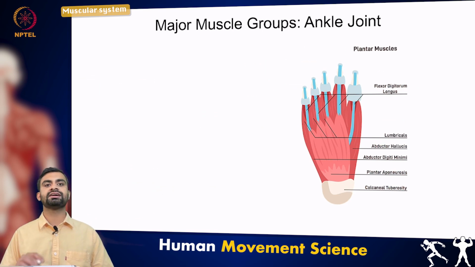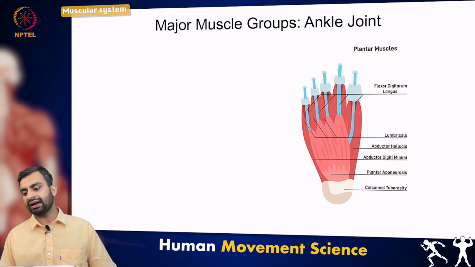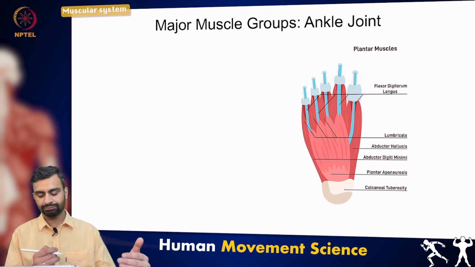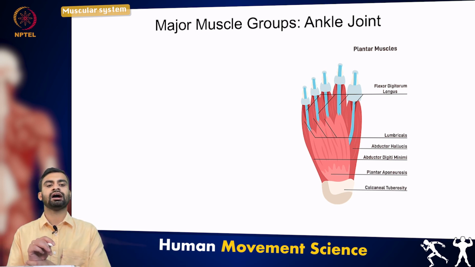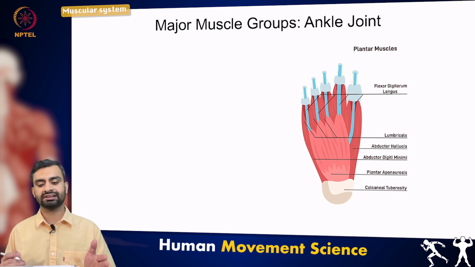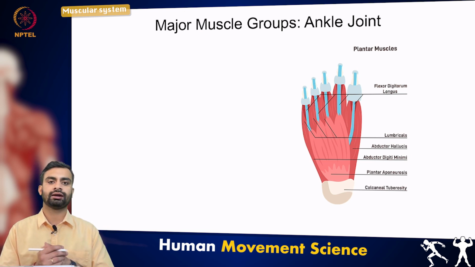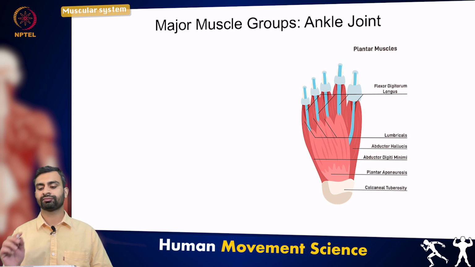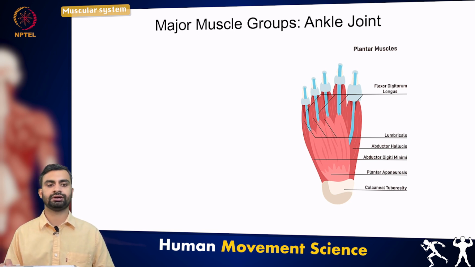Now let's move our discussion towards the ankle joint. As is the case with the wrist joint, in the ankle joint also the movements are controlled majorly by the muscles present in the lower leg. However, there are a couple of muscles present in your foot also that help in the movement at the ankle joint.